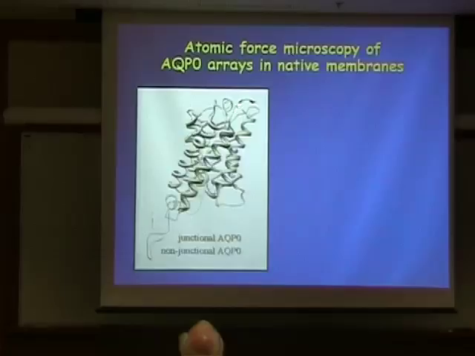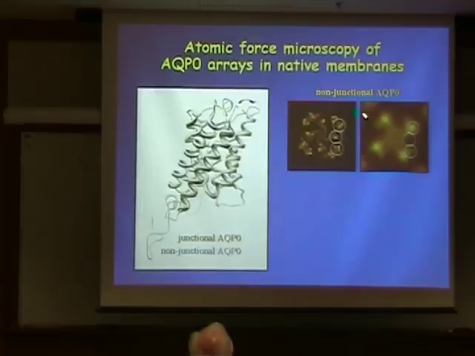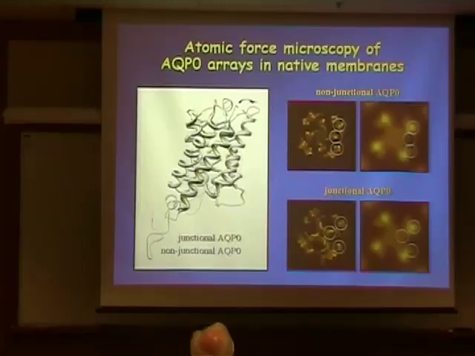We can now compare the extracellular side of the crystal structure with the AFM topographs. We get a very nice match of these two densities, which would be loop C. But we don't get a match of loop A in the non-junctional form with this surface topograph. If we calculate the structure from the junctional AQP0, we get a much better fit with this particular loop. So we think that by using AFM on native membranes, we can figure out what the conformation of the protein is in the native membrane.